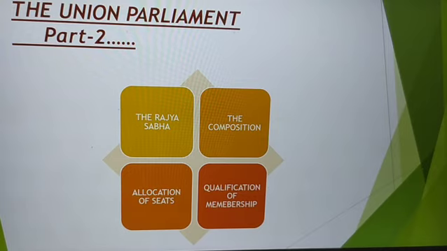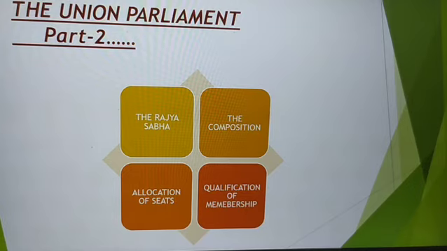Now regarding the term of the house, the Rajya Sabha cannot be dissolved by the President of India. It is a permanent body and hence one third of its members retire every second year. So basically, to be very precise, the term of a Rajya Sabha MP is a 6-year term.